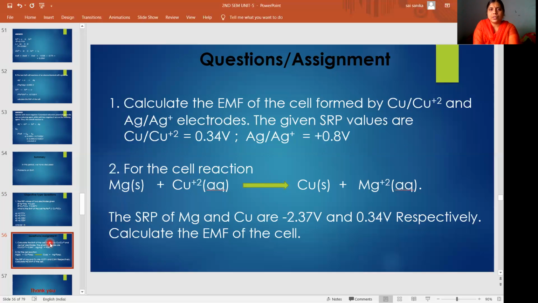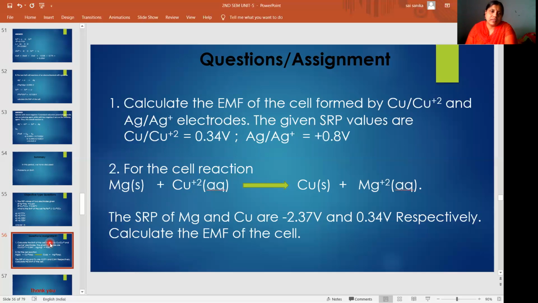Okay, here it is a direct question. The cell representation is given and direct SRP values are given. Here, Cu+2 and Ag+. If you know the series also, you can identify which is anode and which is cathode. So here cathode is silver, anode is copper. So E silver minus E anode, that is 0.8 minus 0.34. Very simple. So you'll get the answer.